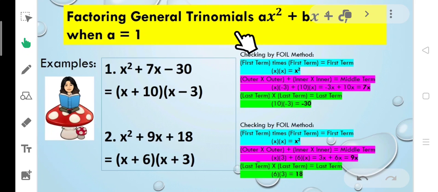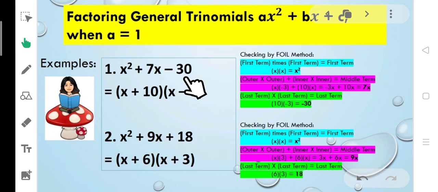In this case, in the general trinomial, we're going to use trial and error. We're going to factor the first term and factor the last term. For example, x squared: the factors are x and x. And then the last term, negative 30, has so many factors aside from 10 and negative 3. But why did I use positive 10 and negative 3? Because I need to consider the middle term.